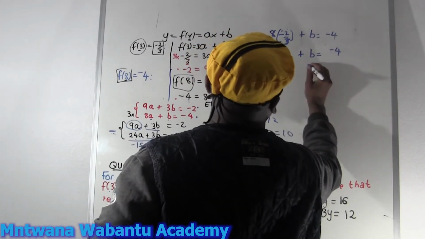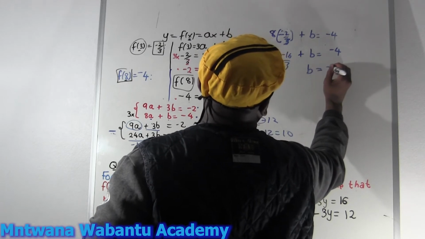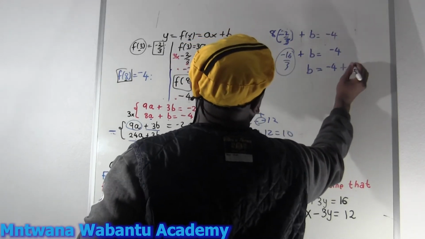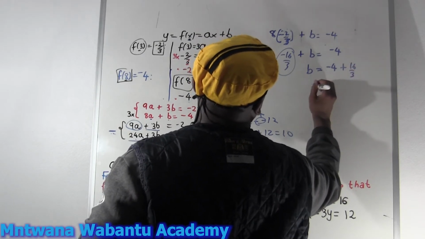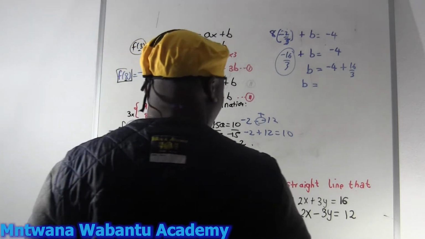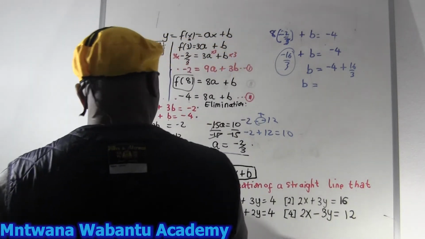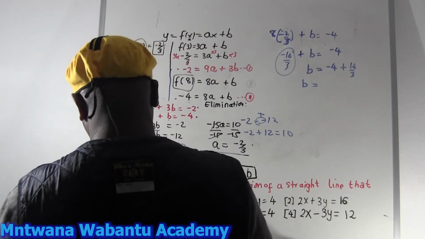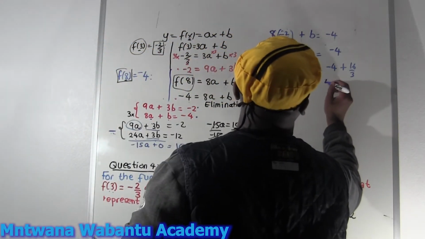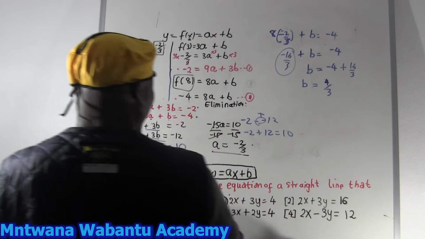Now this goes over. So b equal to -4. Okay, this is going to go over. It's going to become plus 16/3. So b equal to, I think 4/3 if I'm not mistaken. -4... 4/3, yes, 4/3. So it's going to give 4/3. So we have a and b.